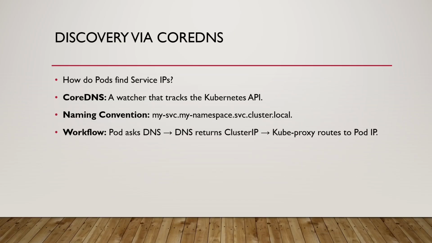Okay, so one important thing is service discovery. So how does this work? It basically works by using CoreDNS. So how do pods find service IPs? Basically it uses CoreDNS, a watcher that tracks the Kubernetes APIs. Okay, so how will this CoreDNS work? It basically uses the etcd database, which is a key-value database.